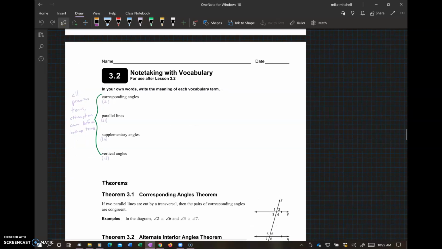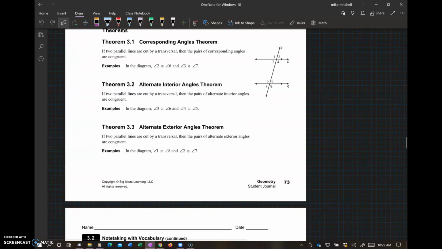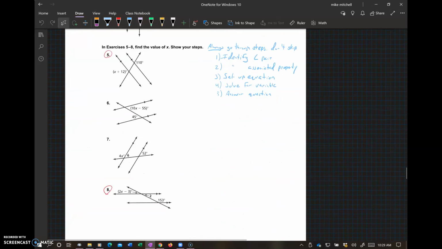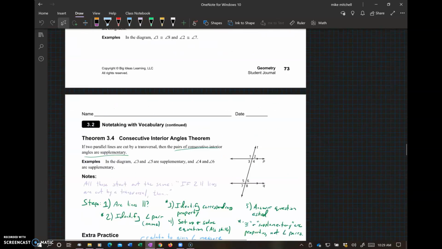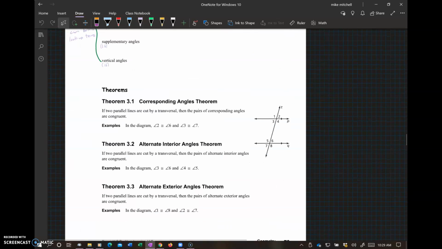Okay, I'm going to go through this quick. Section 3.2 starts on page 73 and probably goes to page 75. That looks good. This really builds on the last section.